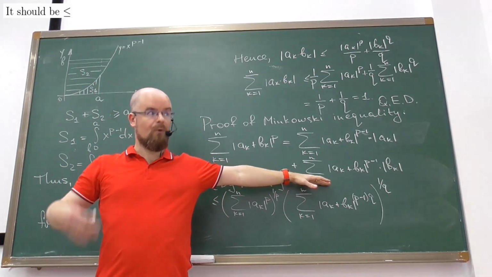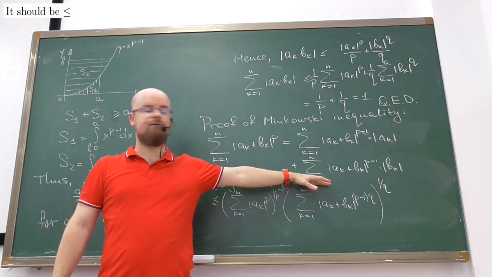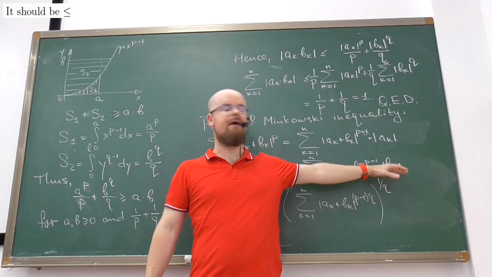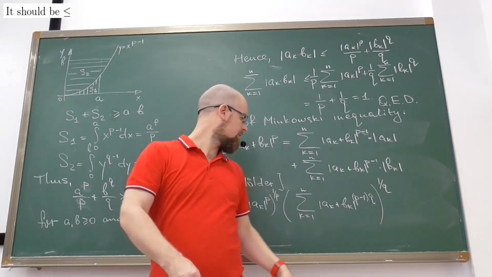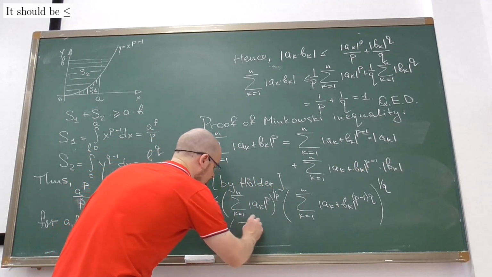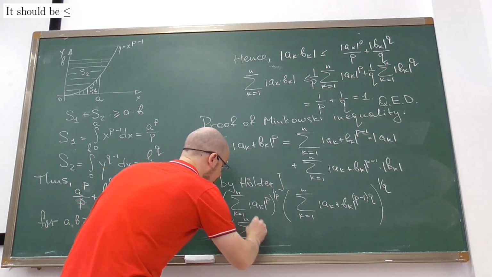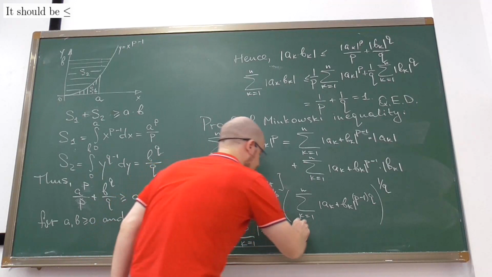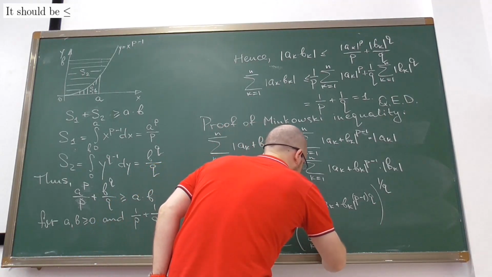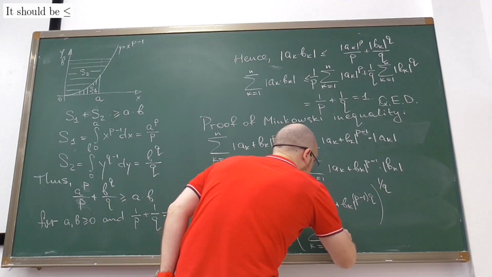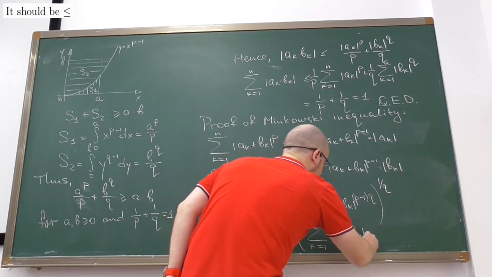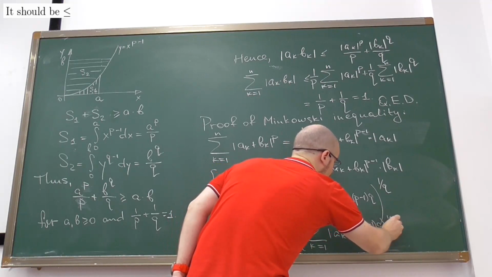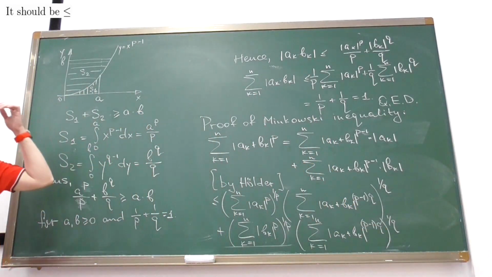Now we will do the same: we will apply the Hölder inequality for the second term, and again, as a first term, as an a_k in Hölder, we will take b_k, and this will be the second term in Hölder. Similarly, we have what we get.